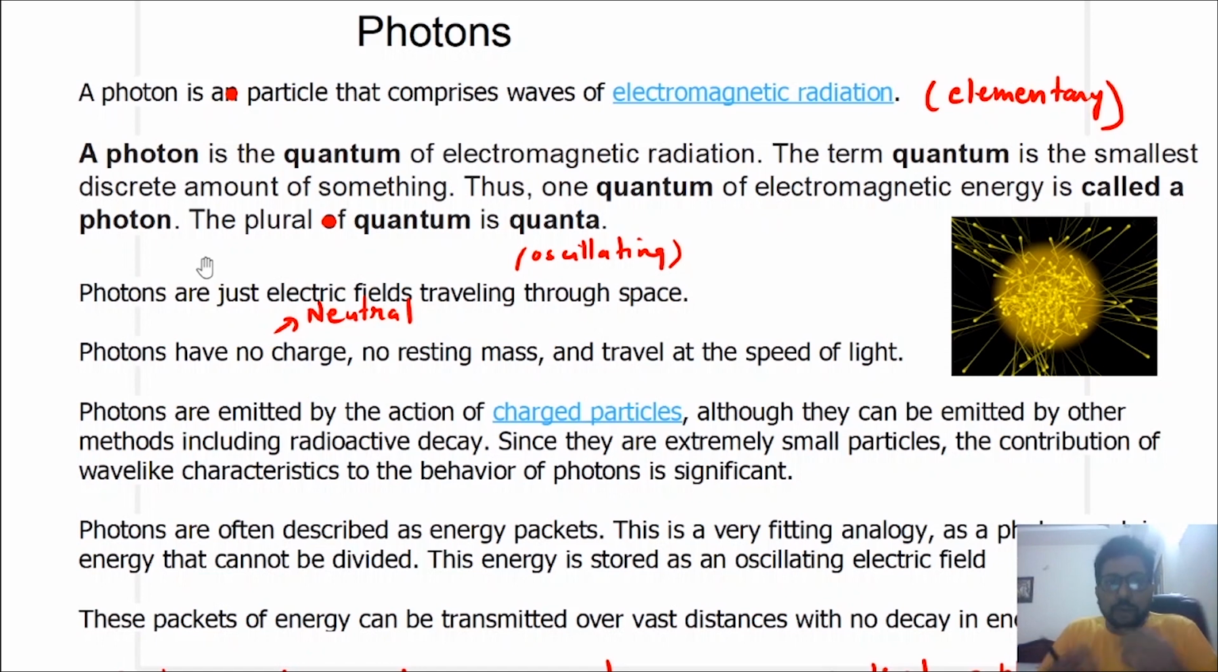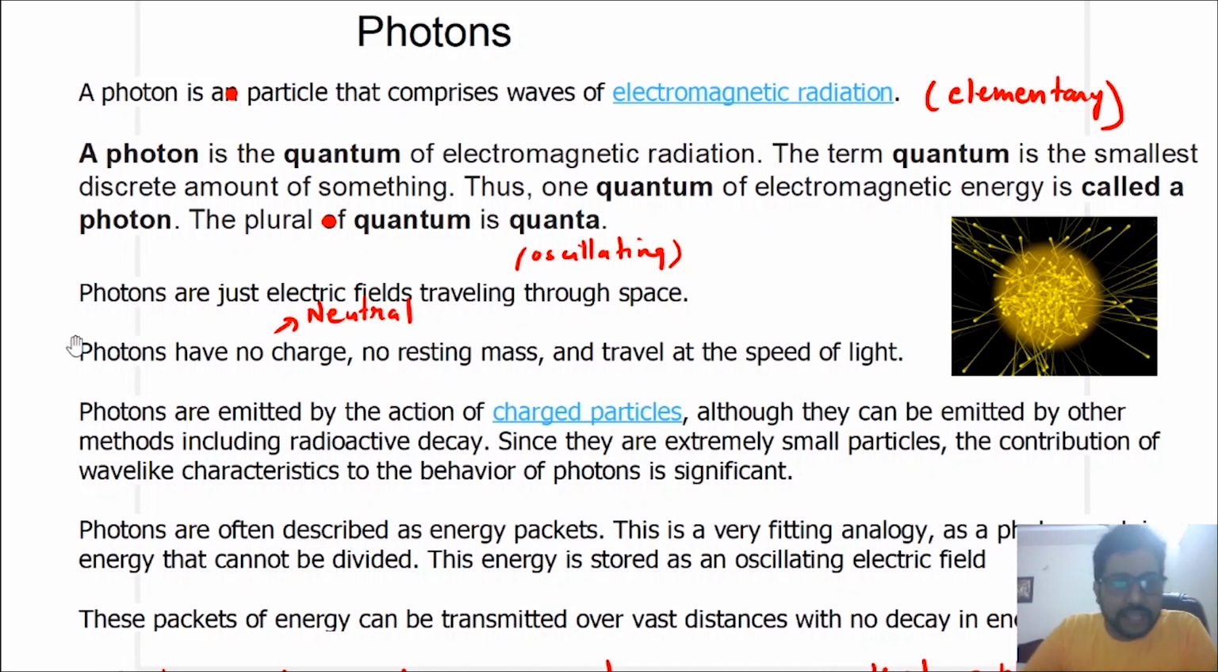Now photons, or in general any electromagnetic radiation, have oscillating electric and magnetic fields. So the energy is stored in these oscillating electric and magnetic fields. So photons are nothing but these electric and magnetic fields which are traveling through space. Okay. Photons are neutral, that means they do not have any charge. They do not have any rest mass. They have moving mass, but they do not have rest mass.